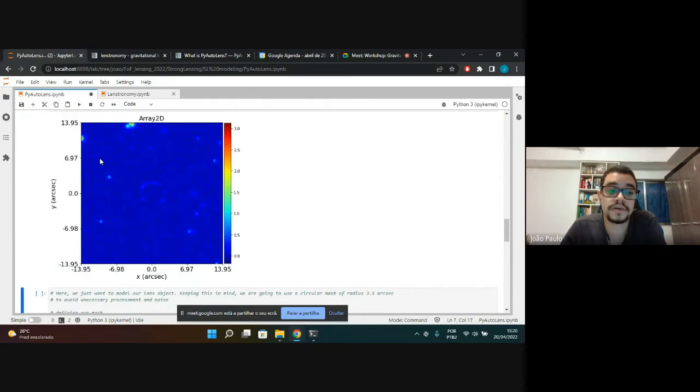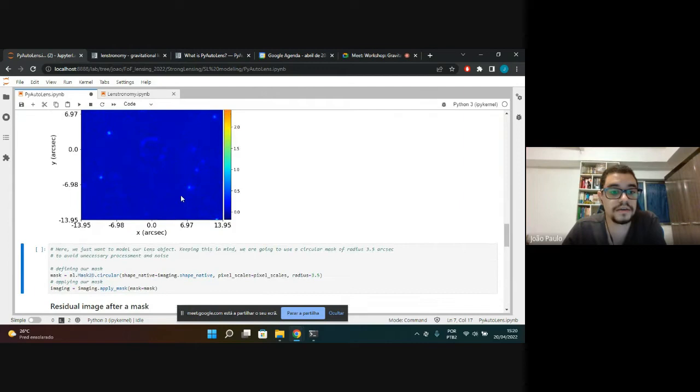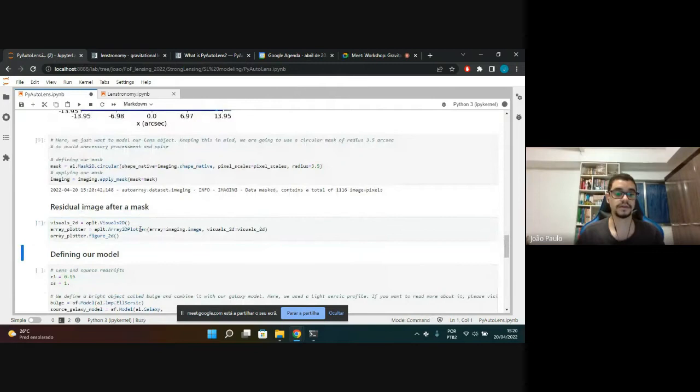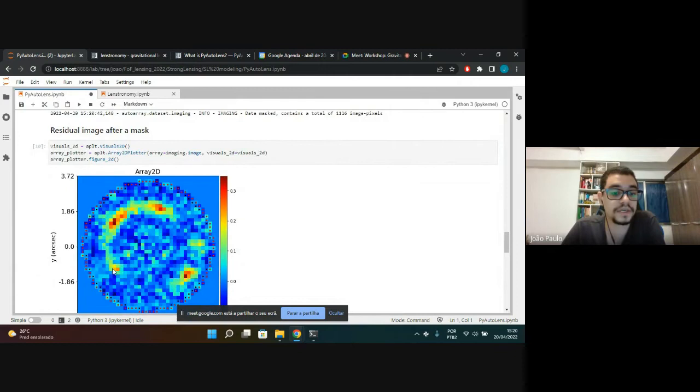This image also has some sources of noise, so we would like to avoid this noise information. So we build a mask to select only the system. Okay, so let's apply a mask. It's a circular mask, and here we apply this mask. We can see the system with the mask, so we can see the arcs more clearly in this image.